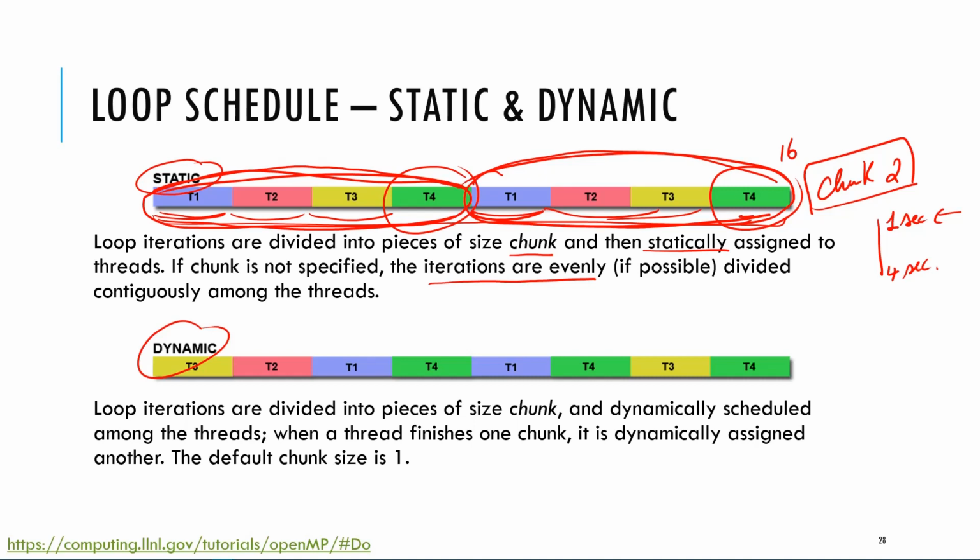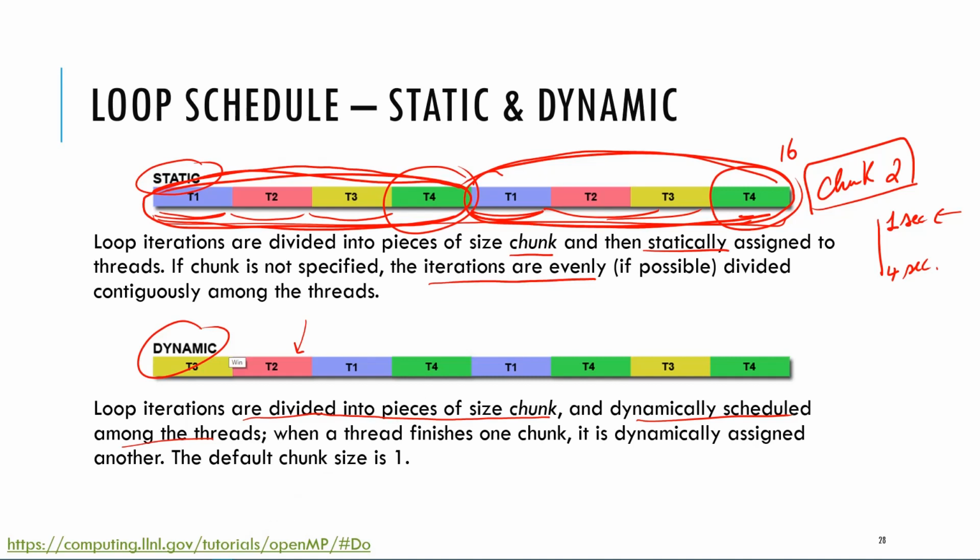However, if you are not sure which part of your code or your iterations or your data would take more time to handle or to process, then it's better to opt for a dynamic assignment. In this case, the loop iterations are divided into pieces of size chunk and dynamically scheduled among the threads. So this takes a certain overhead because the runtime environment has to watch all the time whether T2 has finished or not to reassign another chunk to it.